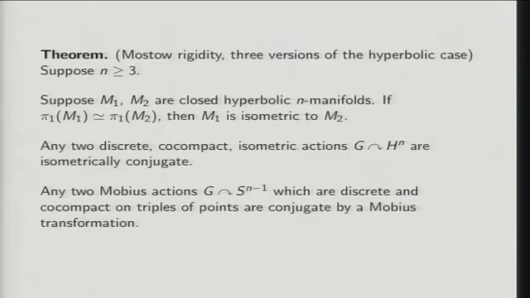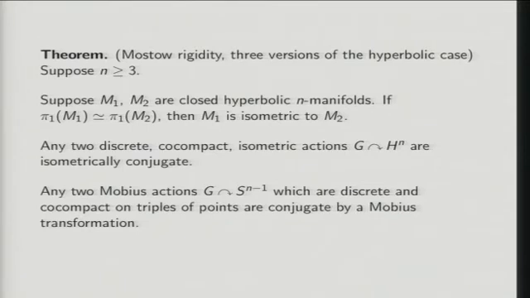If you have two Möbius actions of the same group G, the condition that the isometric actions are discrete and co-compact translates to a condition which is easily expressed in terms of the action on triples of points. You look at the space of triples of distinct points in the sphere, and it's not hard to see that the original action is co-compact if and only if the action of the group on that space of triples is co-compact. And discreteness corresponds to proper discontinuity. So this is going to be the space of triples of distinct points.